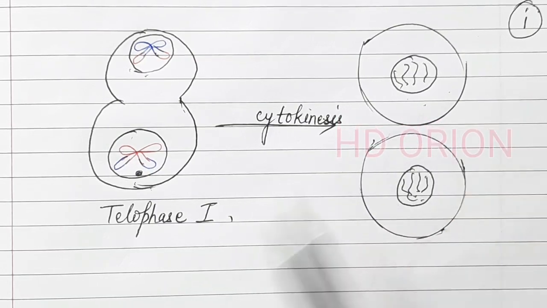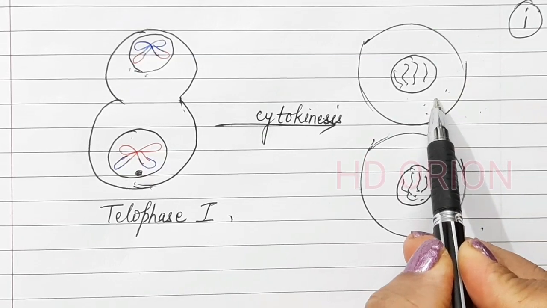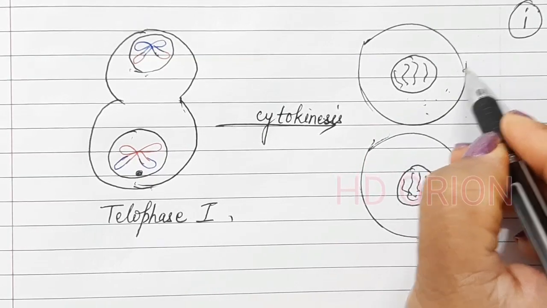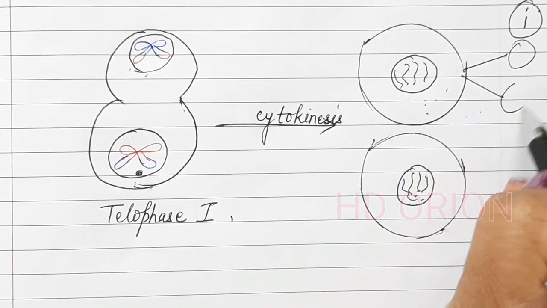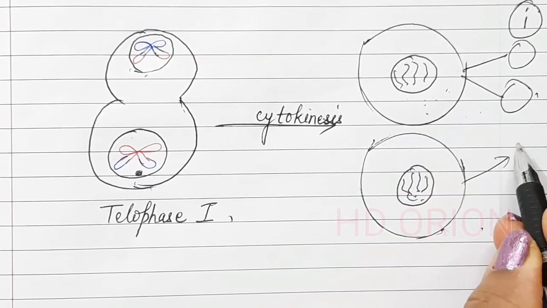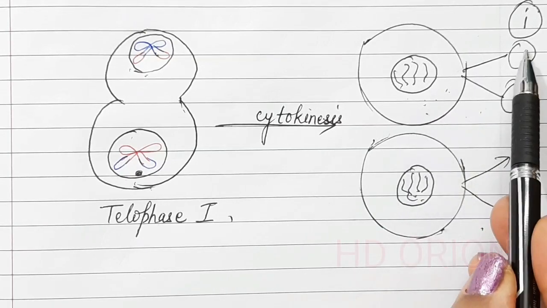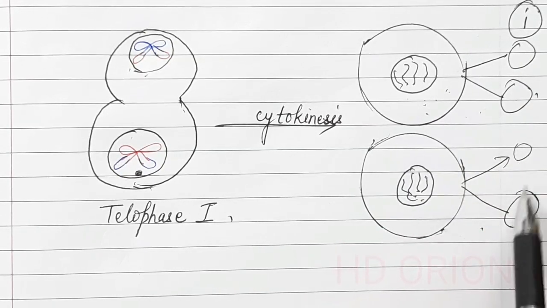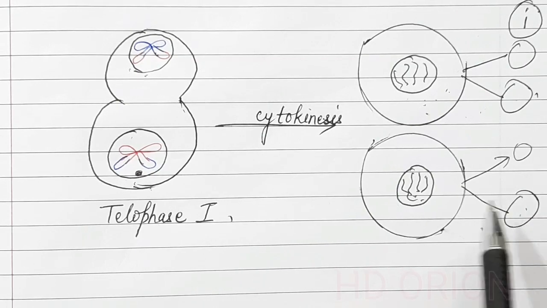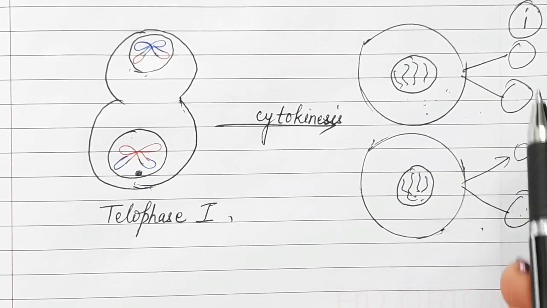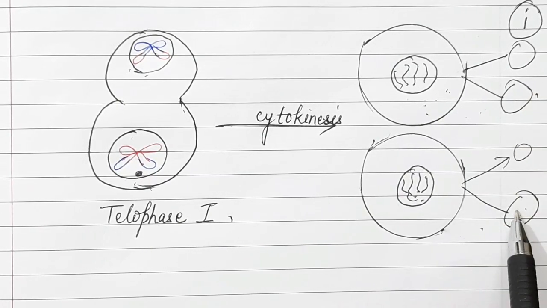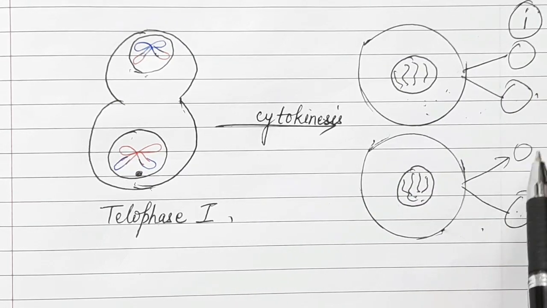Meiosis 2 will be equational division. After meiosis 2, this cell will form two daughter cells and this cell will form two daughter cells. After equational division the daughter cells formed are 2 in number, but when we see the entire meiosis we find that these are 4 in number. So after the meiotic division, one cell gives rise to 4 daughter cells.